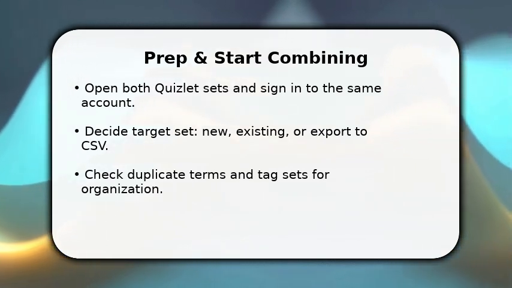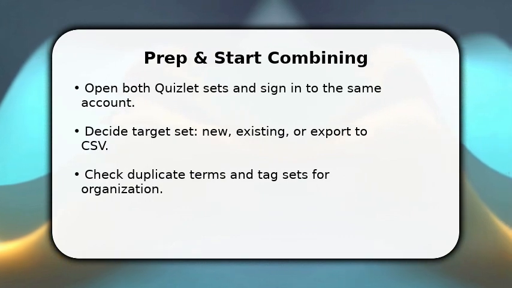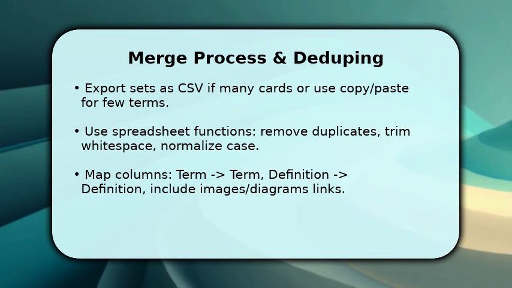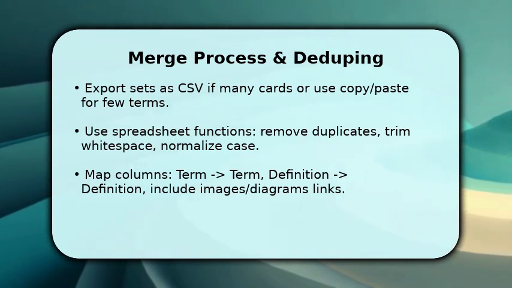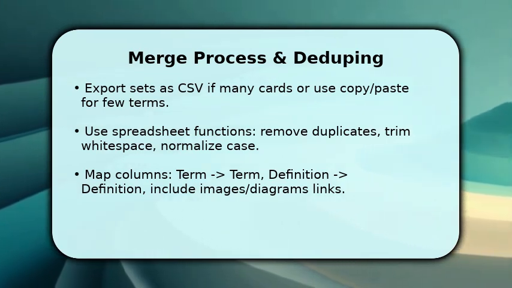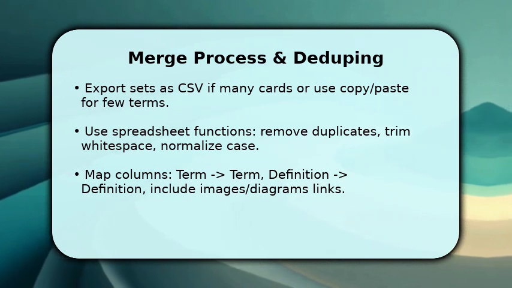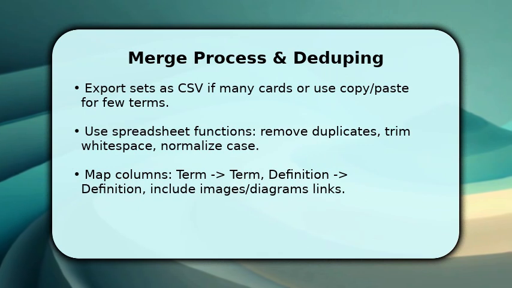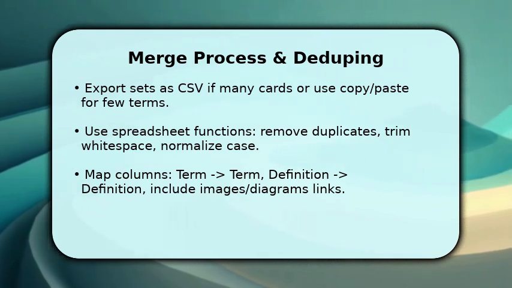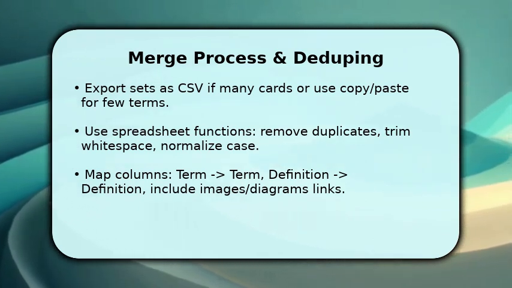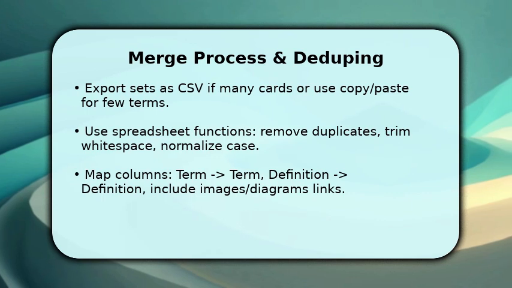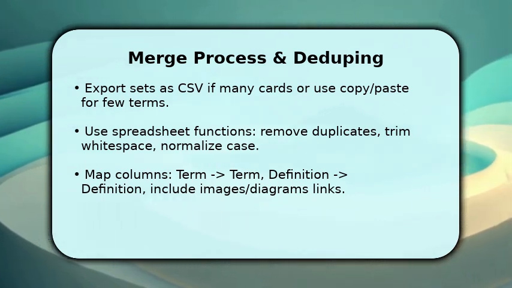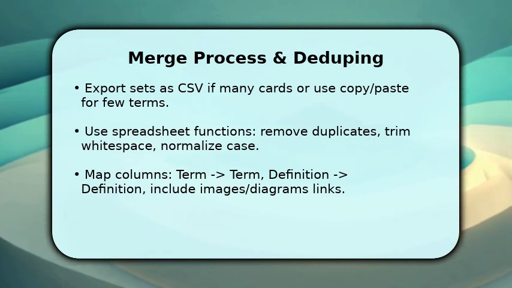You now execute the actual merge. If you have many cards, export each set as CSV and open them in a spreadsheet. Otherwise, copy and paste directly into Quizlet's editor. Use built-in functions to remove duplicates, trim whitespace, and normalize capitalization so terms match. Map columns precisely, term to term, definition to definition, and preserve image URLs if present. Once the sheet is clean, import the combined CSV into Quizlet or paste the blocks into the target.